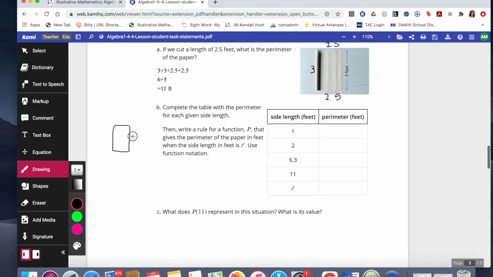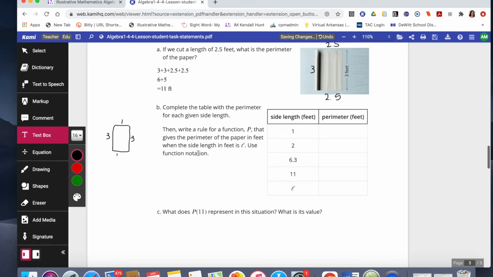Okay, so this is the width of the paper, it stays at 3, and this time we have a side length of 1. So let's do 3 plus 3 plus 1 plus 1. So this would be 3 plus 3 is 6 plus 2 equals 8. So with a side length of 1, our perimeter is 8. So you would go through and fill in the rest of these. If our side length was 2, so we have 3 plus 3 is 6, plus 2 is 8, and then plus 2 more for our other side is 10.